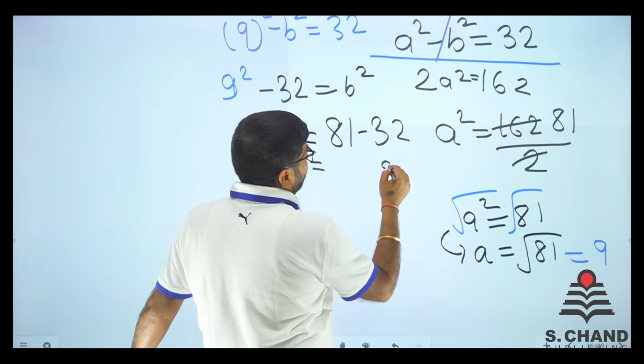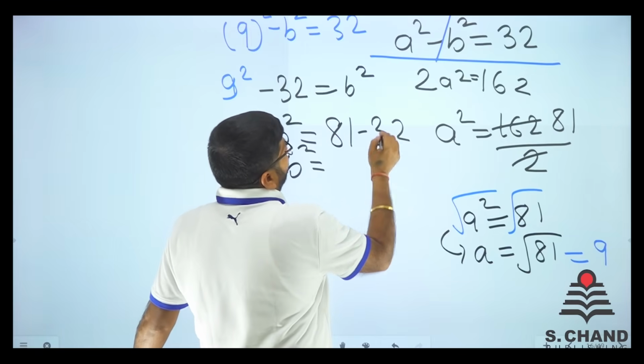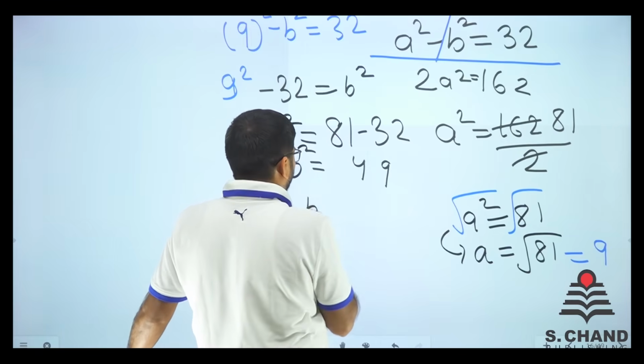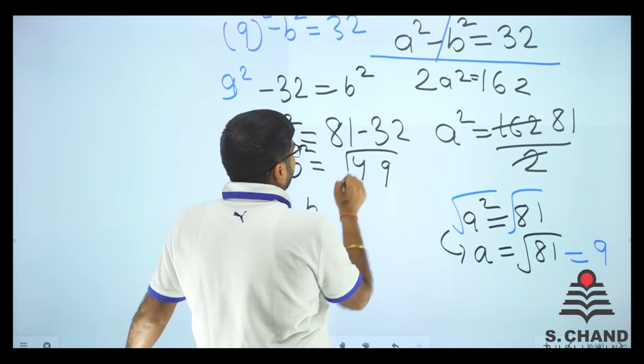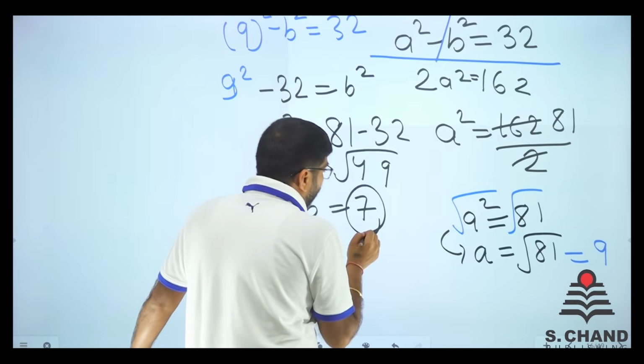1 minus 2, that is 9, 11. So we have got 6 left, 7 left. 7 minus 3 is 4. So b square is equal to 49. Just put the roots. b is equal to 7. So we have b equal to 7.